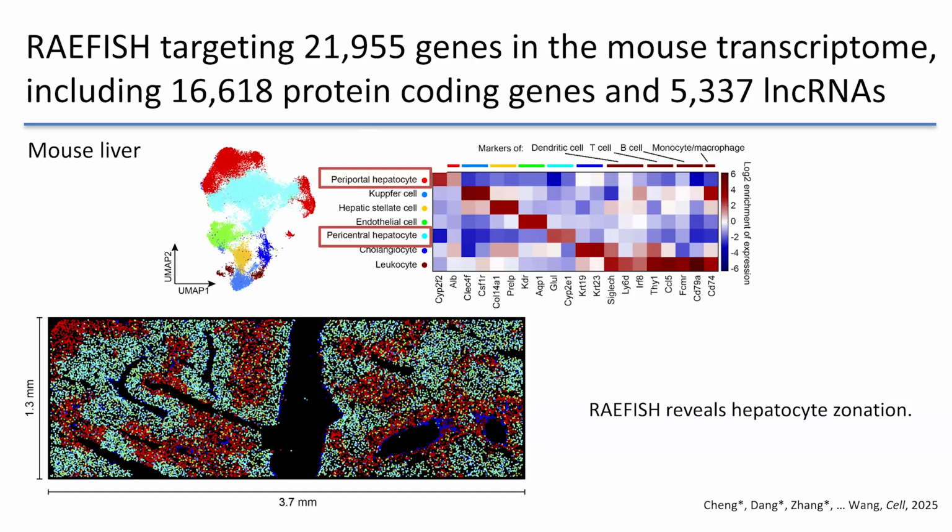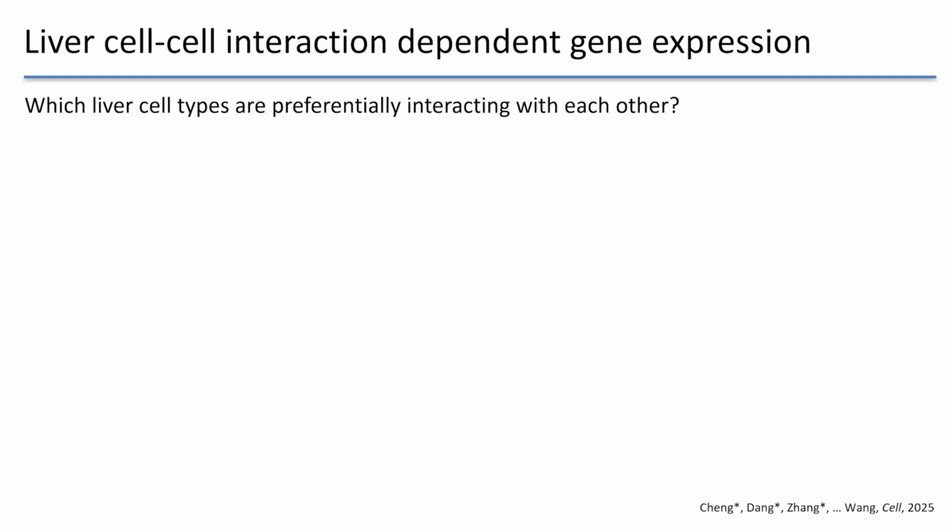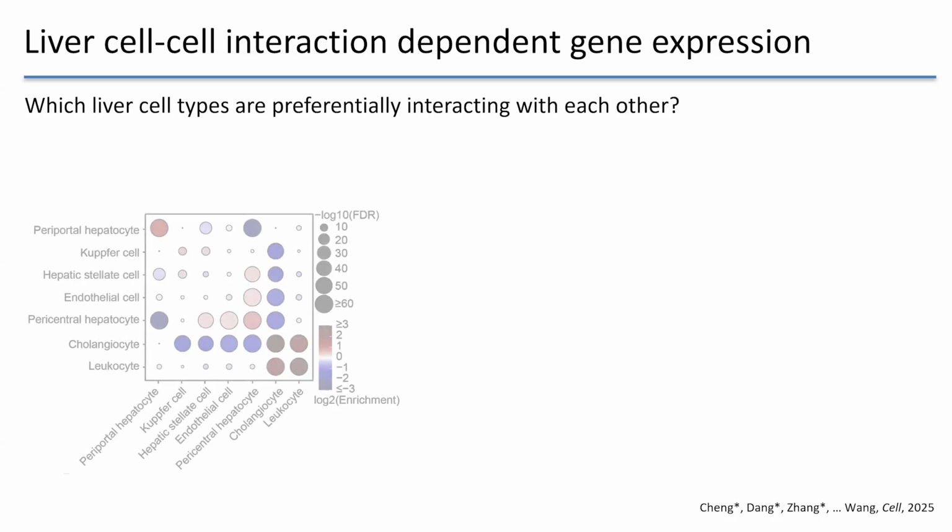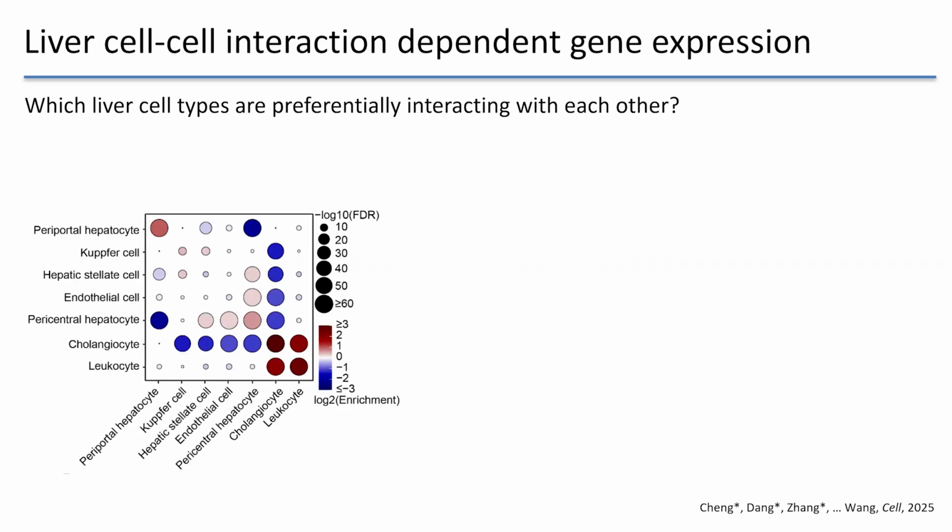As one example of the many analysis and discoveries we performed, at a finer scale in liver, we asked which liver cell types are preferentially interacting with each other. For this, we analyzed which cell types are more likely to be neighbors than expected from their abundance. We found strikingly cholangiocytes preferentially interact with leukocytes. Cholangiocytes are the epithelial cells lining bile ducts in liver, and leukocytes are the immune cells in our blood. So this interaction indicates cholangiocytes may play an immune function.